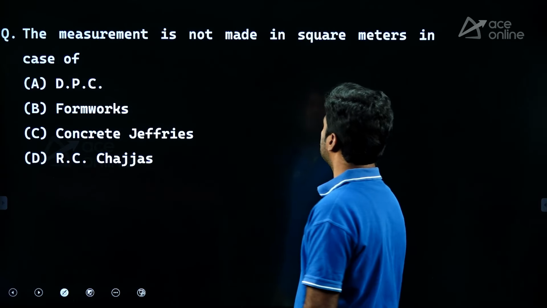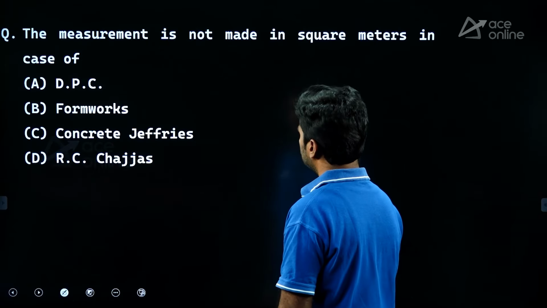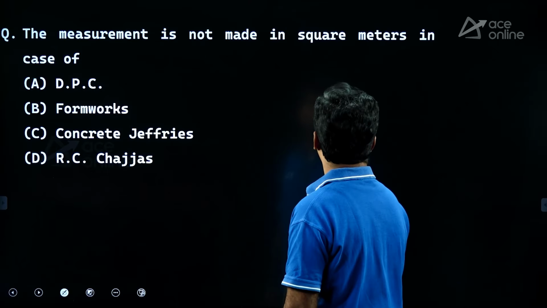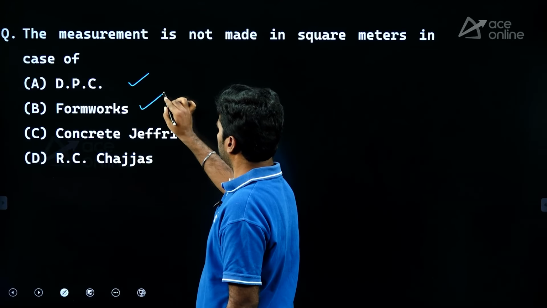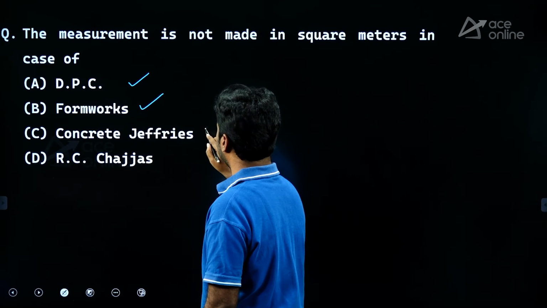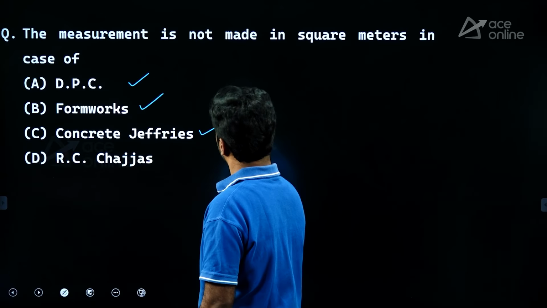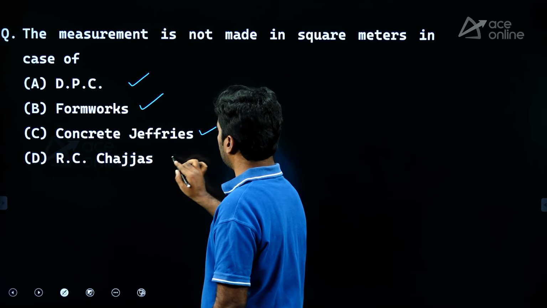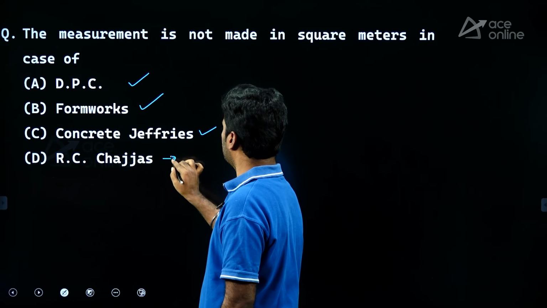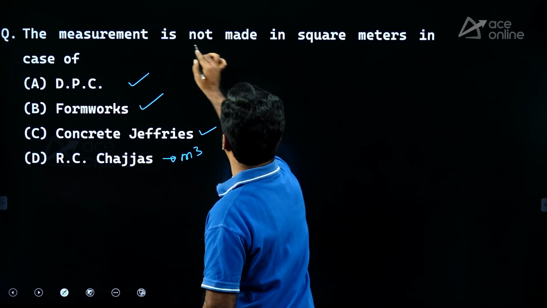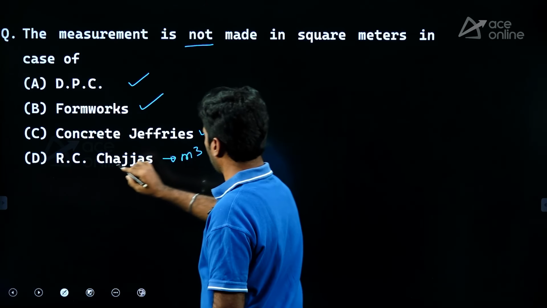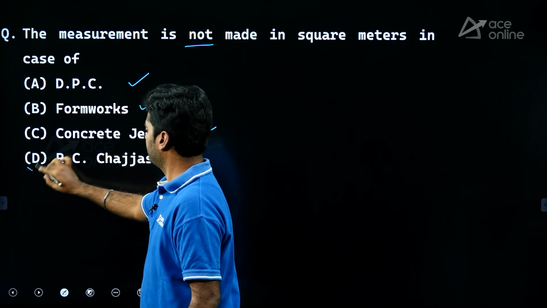The measurement is not made in square meters in case of? My dear, DPC, damp proof course, is measured in square meters, formwork is measured in square meters, concrete jaffries also in square meters, but RCC is measured in cubic meters. The question is not made in square meters. Option D is correct.